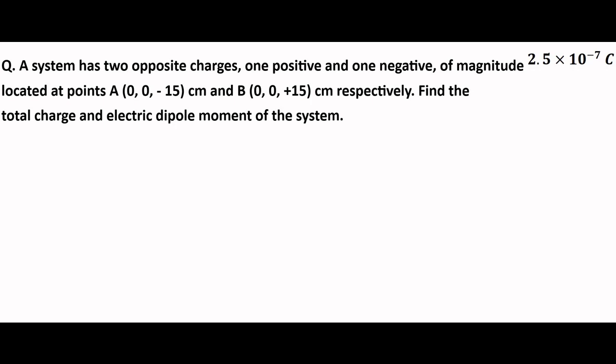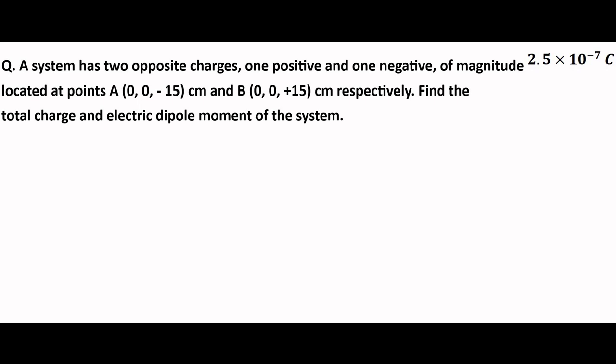So here is another question. It is given that a system has two opposite charges, one positive and one negative, of magnitude 2.5 × 10^-7 coulomb, located at points A, defined by the coordinates (0, 0, -15 cm), and B, (0, 0, +15 cm), respectively. Find the total charge of the system and the electric dipole moment of the system.